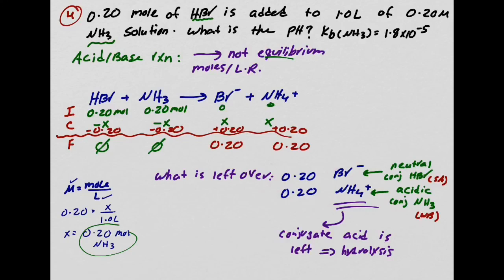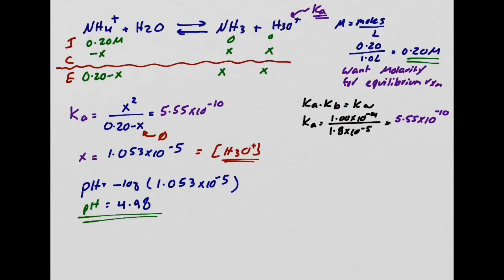In this problem, Br minus is neutral, not going to do anything. What was left over was a conjugate acid. I have a conjugate acid that is left over. I have to do hydrolysis. I have to do equilibrium. So I set up an equilibrium and then I go through the motions.